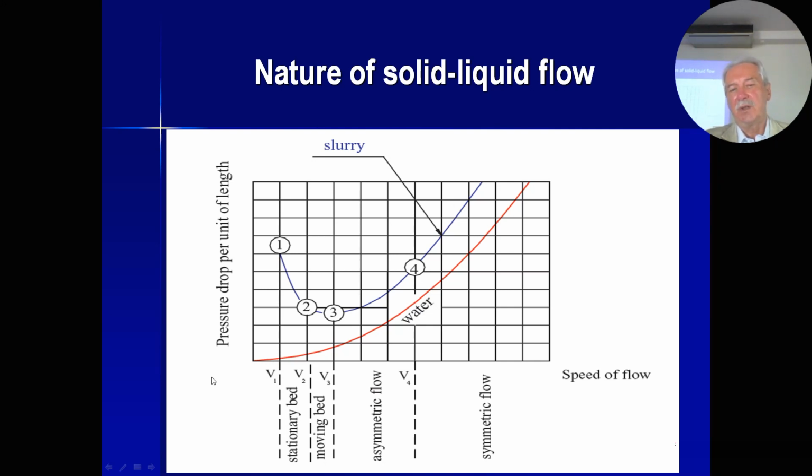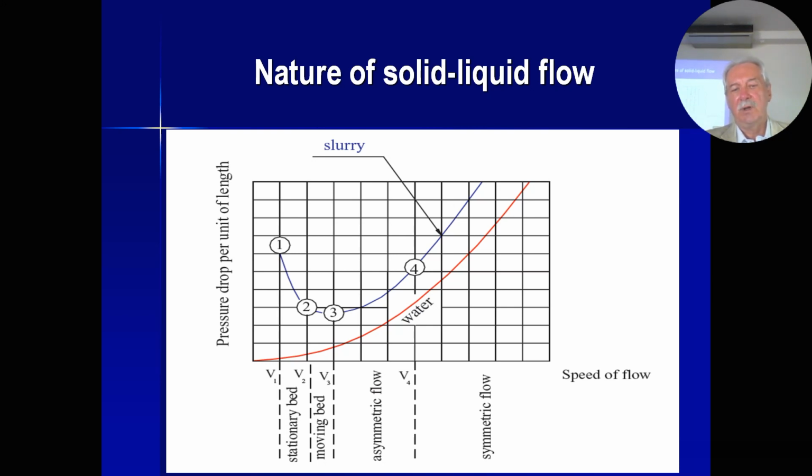When we consider two-phase flow with density of solid particles higher than the density of water, we see another curve, and this curve looks different compared to water. From point 1 to point 2, there is a flow which possesses a stationary bed. It means that solid particles sediment on the bottom of the pipeline, and they stay in the same position, and the flow is above those particles.